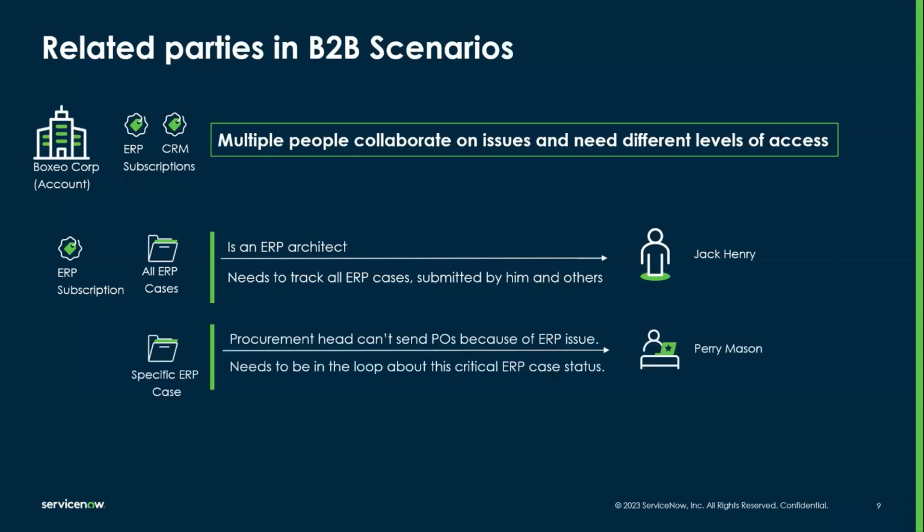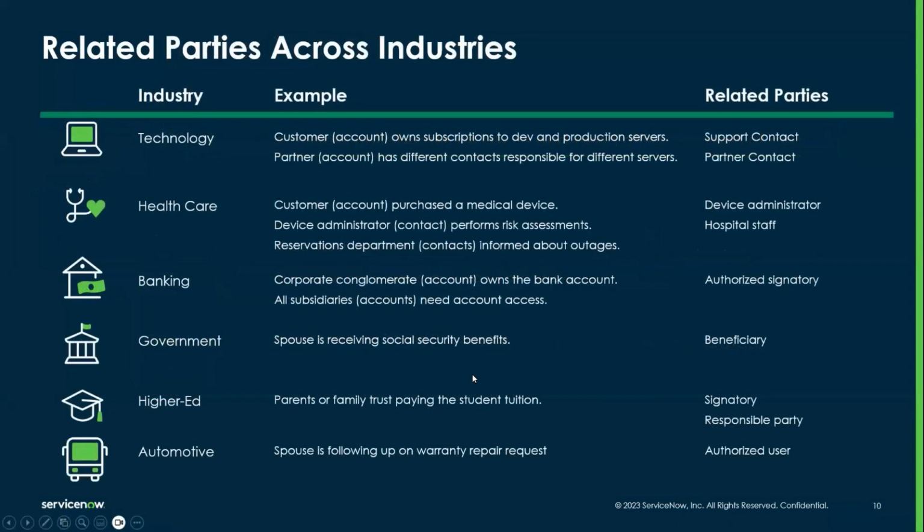But there may be a procurement department head, Perry, where there's something wrong with the ERP, there's an issue there, so now he can't send any POs. Normally, he wouldn't want to be tracking ERP issues, but he wants to know what's happening with this specific issue because that's affecting his ability to work, right? So these are very common scenarios that we see in different industries on this need of access for related parties.